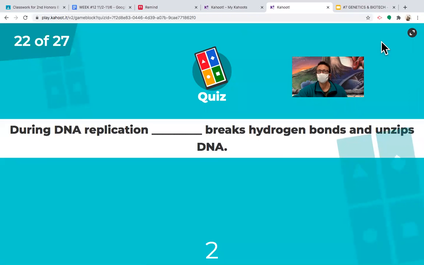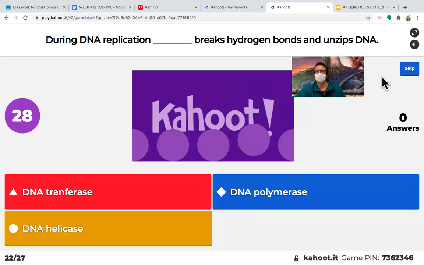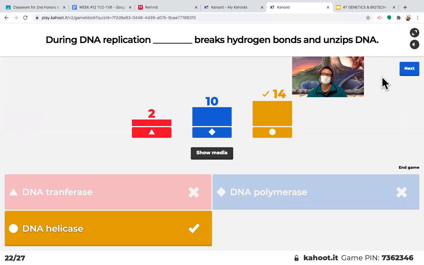During DNA replication, blank breaks the hydrogen bond and unzips DNA. So who unzips DNA during DNA replication? It would unzip the helix. That would be DNA helicase, right? It unzips the DNA molecule by breaking the hydrogen bonds.